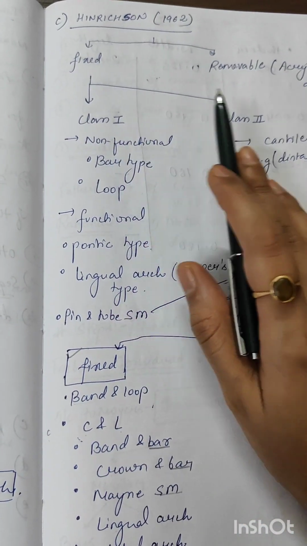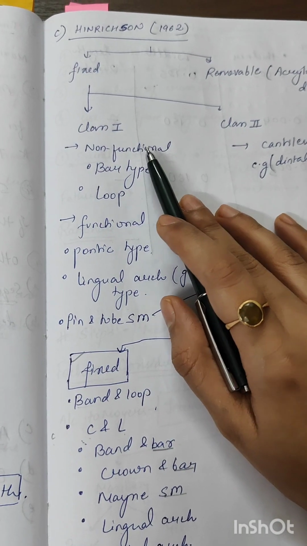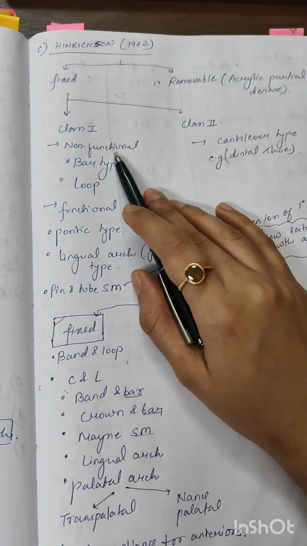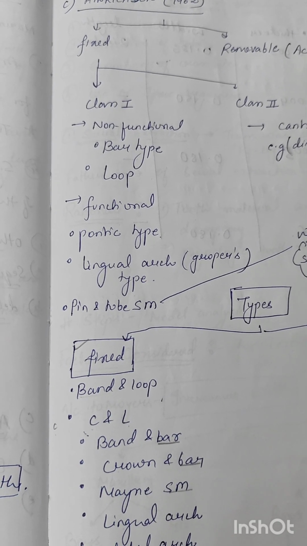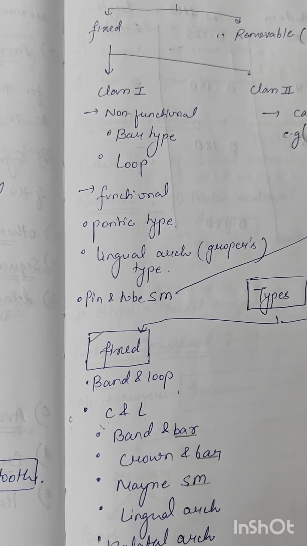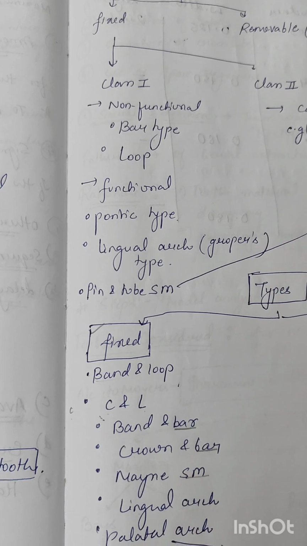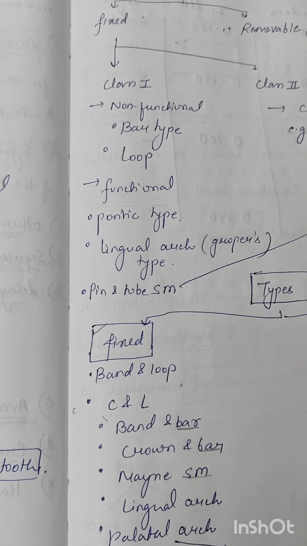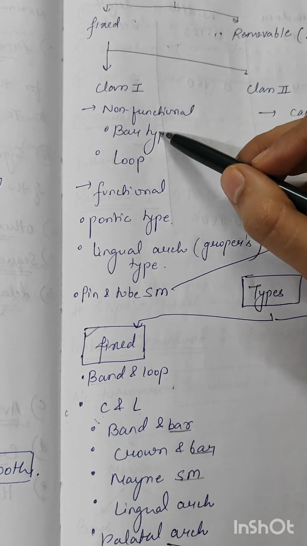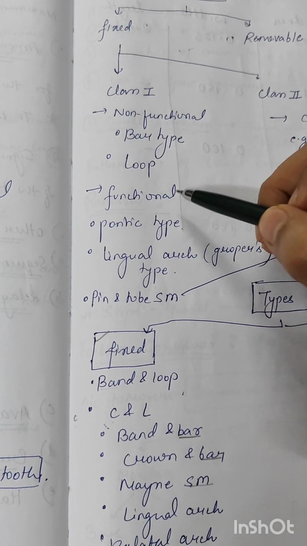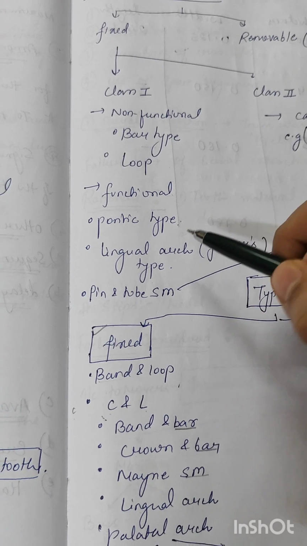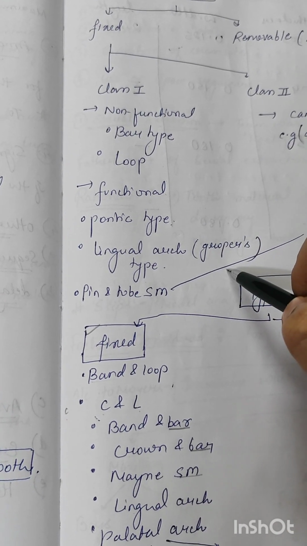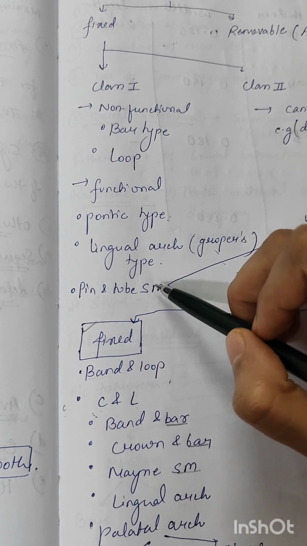In fixed, class 1 and class 2. Class 1 is the non-functional, where, for example, the band and loop has a loop that doesn't help in function. It does not replace the missing tooth. So non-functional includes the bar type and the loop type. Functional involves the pontic type. Functional means the tooth will be present. Pontic type, lingual arch types like the Groper's appliance in the anterior, and the pin and tube space maintainer.